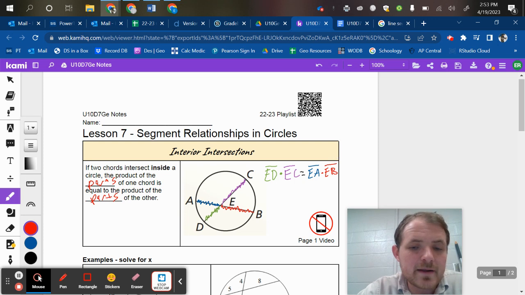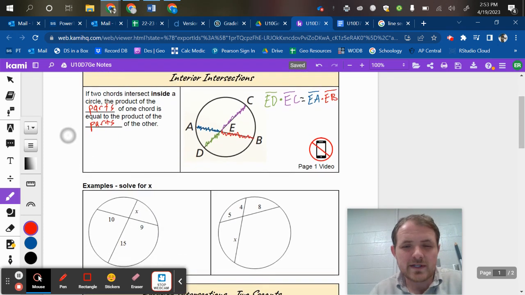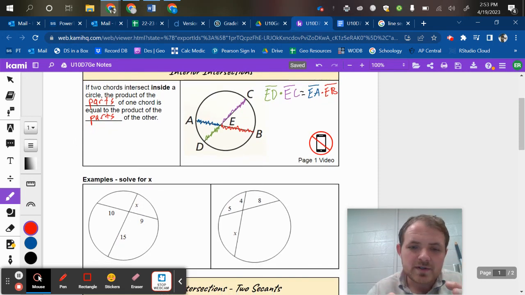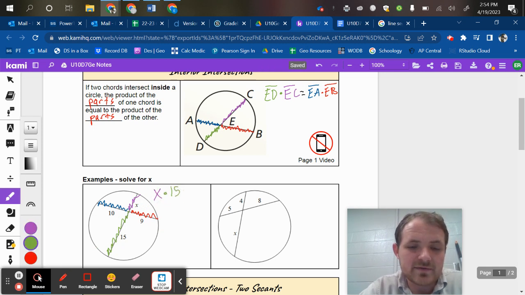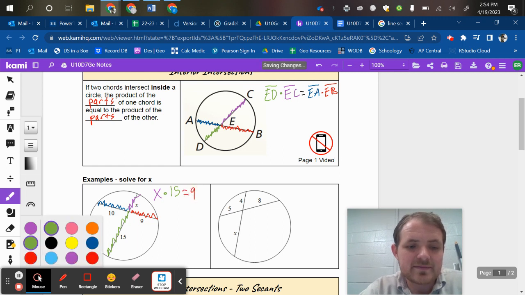by the intersection. So once we put this into practice, hopefully, sometimes my students think the numbers make it make more sense. So essentially, if I'm using those colors again, blue and red will go together, and green and purple are going to go together. So that's going to set up my equation. So I'm going to have x times 15, probably should have had 15x, but that's okay, is equal to 9 times 10.